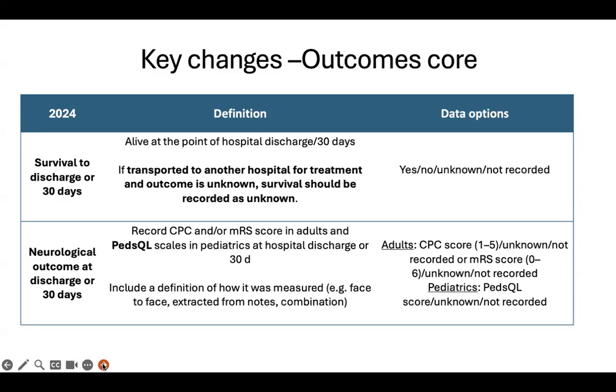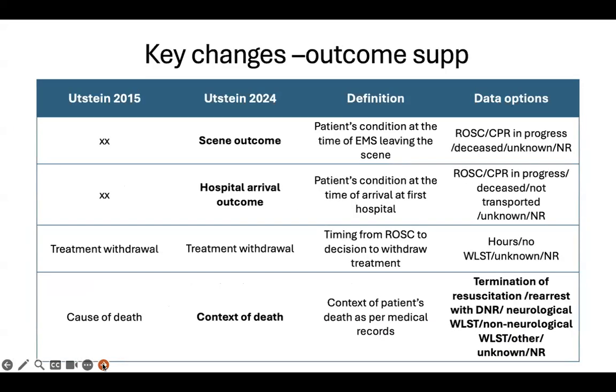If we move to the next slide, these are now moving into the supplemental outcomes. There are some new outcomes seen. So this is what was the state of the patient's condition at the point that the emergency services left the scene, with ROSC, CPR in progress, deceased, unknown or not recorded. The hospital arrival outcome again is whether CPR is in progress, whether ROSC has occurred, whether the person's died, whether they weren't transported, unknown or not recorded.